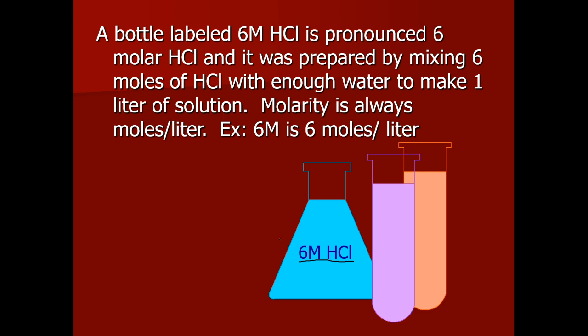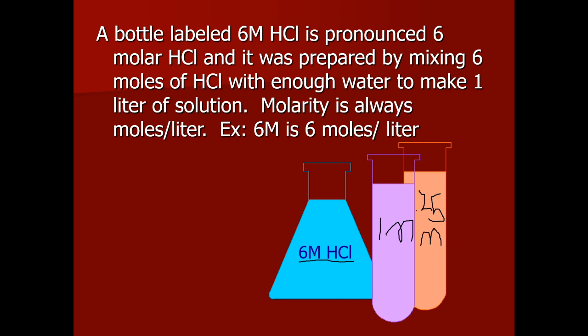And you've probably heard me say this before, but now you're officially going to learn it. When you see a label like this, the way we say it is 6 molar HCl. So if this was 1 M, that would be 1 molar. Or if this was 0.25, this would be 0.25 molar, whatever these solutions might be. That's how we say it.